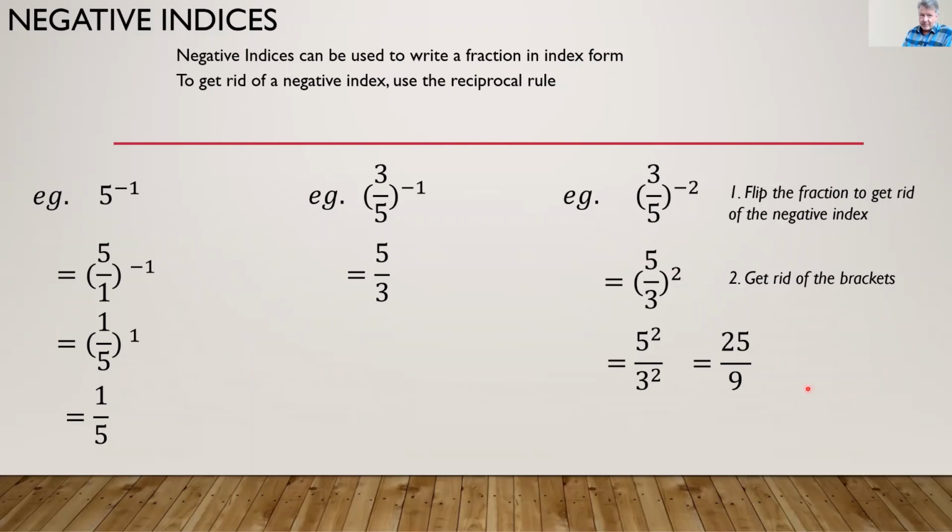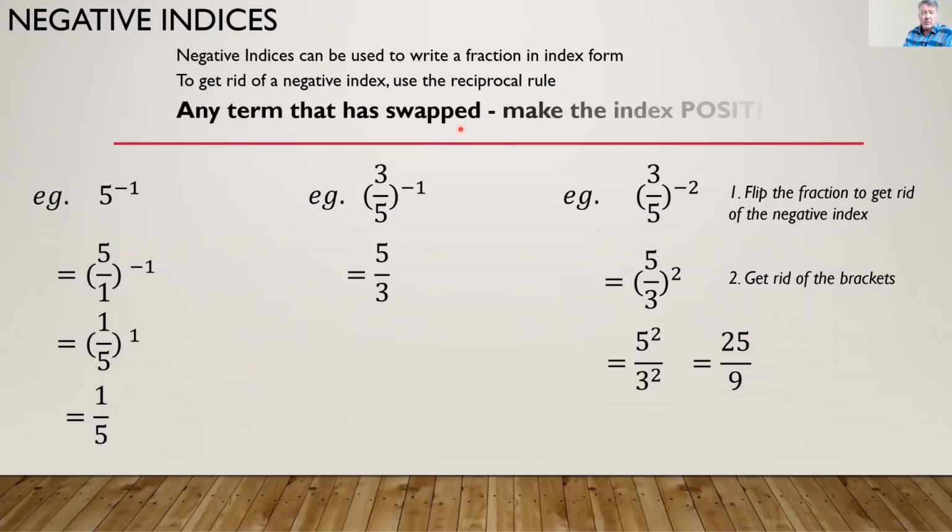But this is the important bit. Remember this. Any term that is swapped from denominator to numerator or numerator to denominator, you have to change the sign of the index. If it's negative up top, it becomes positive down the bottom. If it's negative down the bottom, it becomes positive up the top. You can do it with positive ones too. If it's positive up top, it becomes negative down the bottom. So if you're going top to bottom, you have to change positive to negative or negative to positive, whichever way you're going. Okay?